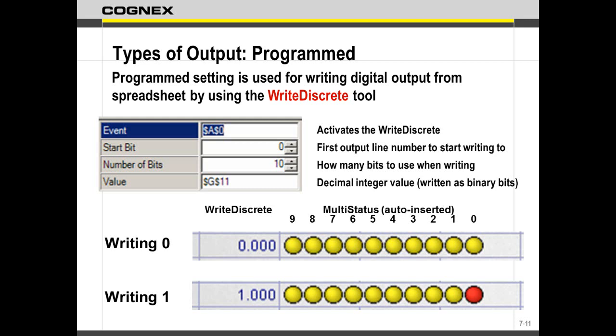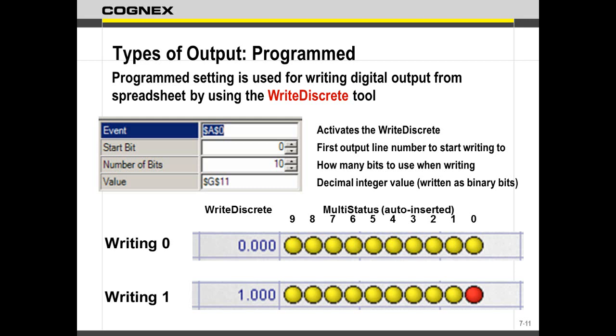It's going to ask me what bit I want to start at. So what line on my output do I want to start at? And how many do I want to use? Now, the last thing it has, which our read discrete did not have, is what's the value you want to write out? So you need to reference an integer there. Okay, what value do you want to write out to this line? So with every acquisition, it's going to write that value out.